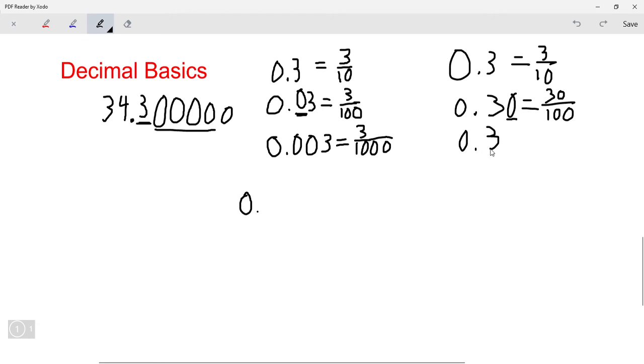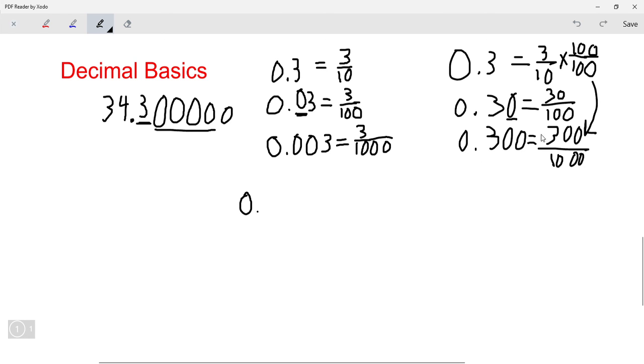and then we can add 2 zeros, and it would be 300 over 1,000. And 300 thousandths. And just as these decimals are equal to the same thing, these fractions are equal to the same thing, right? If I multiply this by 10 over 10, it would give me 30 hundredths. Or if I multiply it by 100 over 100, it would give me 300 over 1,000, right? So they are all equivalent.